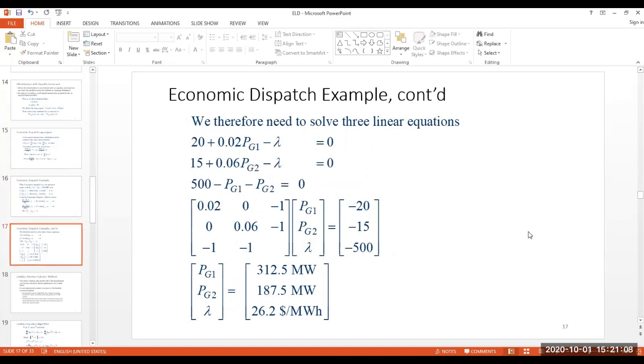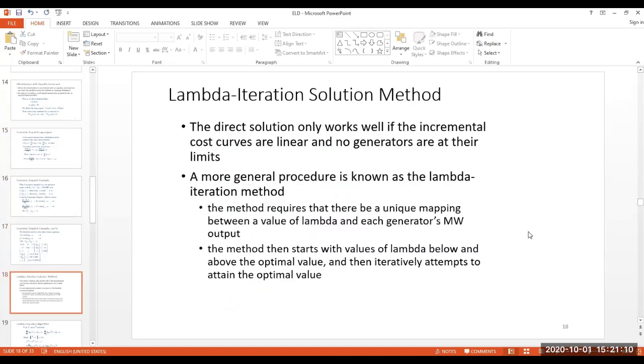Thank you very much. Okay, so now we look and try to solve this problem. Of course, we'll take another example, but now we will be solving using another method, which is known as the lambda iteration method. Why do we need it? We need it because this method is also applicable for inequality constraints.